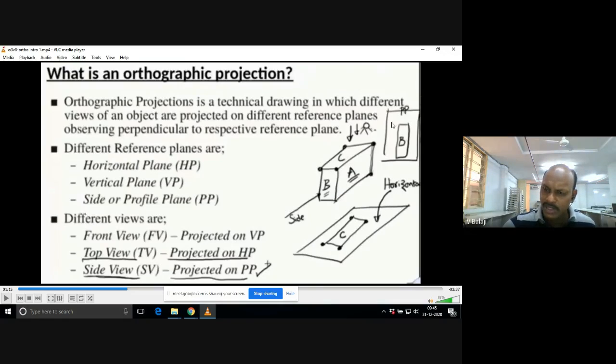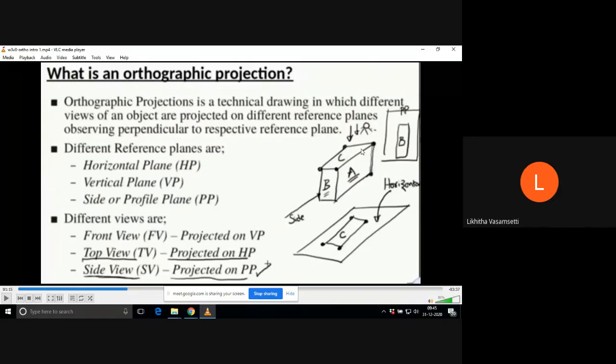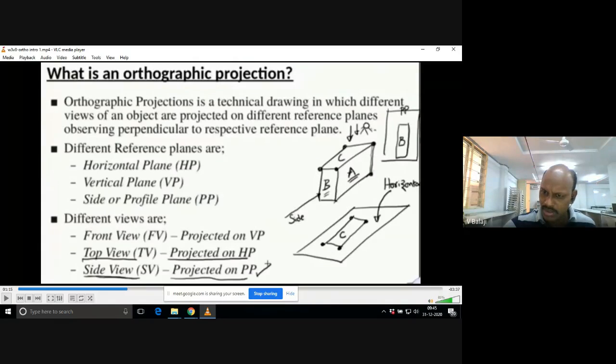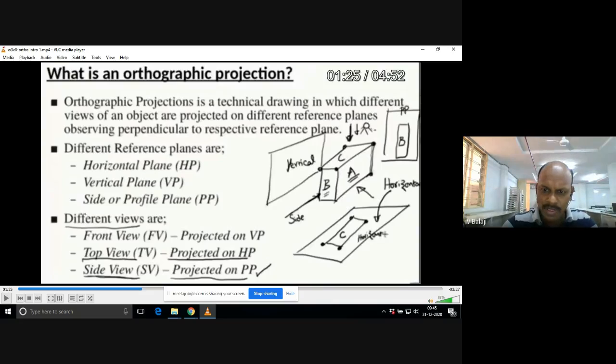So multi-view representation is known as orthographic views. A single view has many other names, like 3D view, isometric view, pictorial view. I think you remember. Those are so many names. Let us move further.